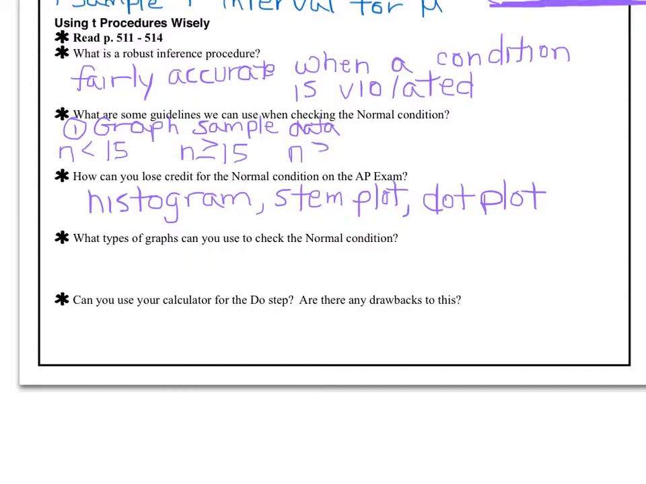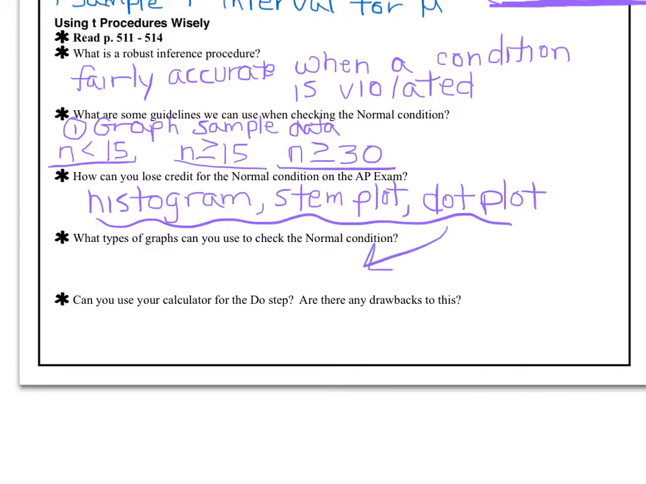Okay, if n is greater than or equal to 30, then it doesn't matter if it's skewed or not. The central limit theorem allows me to use it. So those are the 3 levels that we have. For this one, okay, it's got to look approximately normal. For this one, it just can't be strongly skewed one way or the other. And this one, I can use it no matter what. Okay. These actually should have gone here. And the way to lose credit for the normal condition is by not graphing it. You must have a graph.